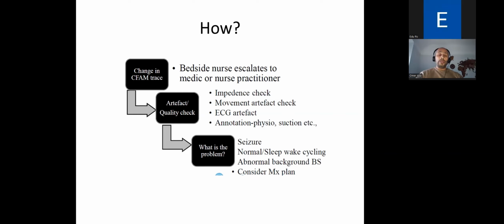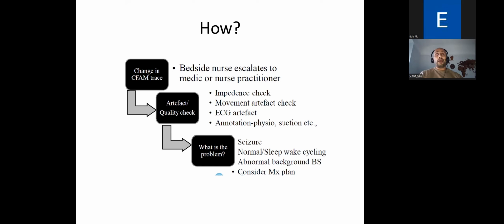So typically our bedside nurse might recognize that there's a change in CFAM and escalate it to the medic on the shop floor, and the first thing I would suggest our fellows do is look at the impedance. The impedance is how well the electrodes are attached to the head, such that if they're not attached adequately, you might get an inaccurate signal, as a result of which you might misinterpret it as a seizure.